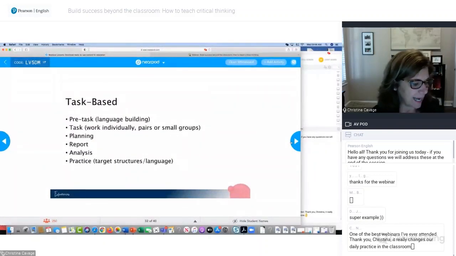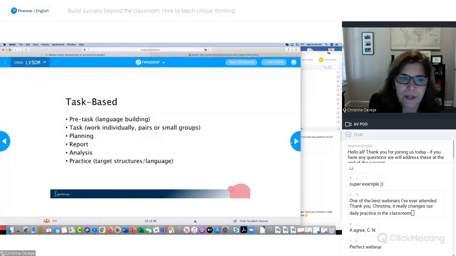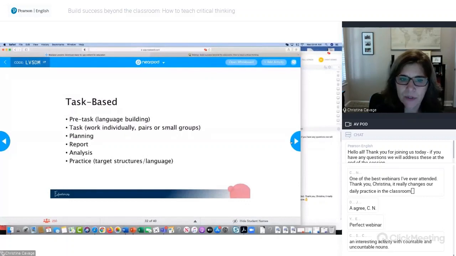So when we talk about task-based, there's always a pre-task, some language building, and this is usually centered around vocabulary. Then there's the task where students would work individually, in pairs, or in small groups.